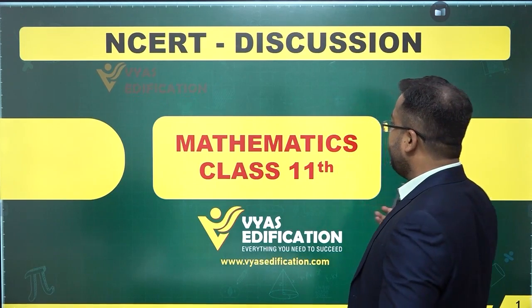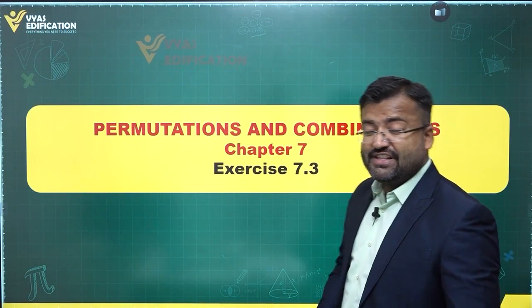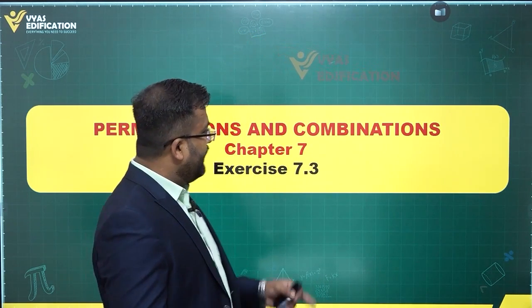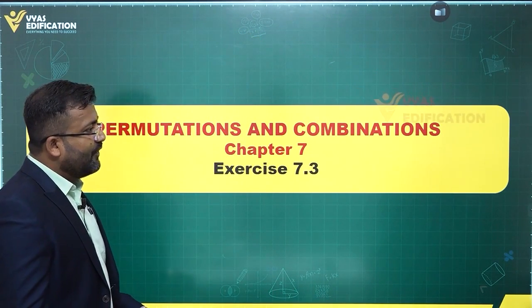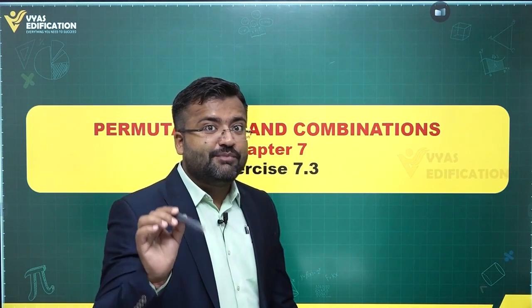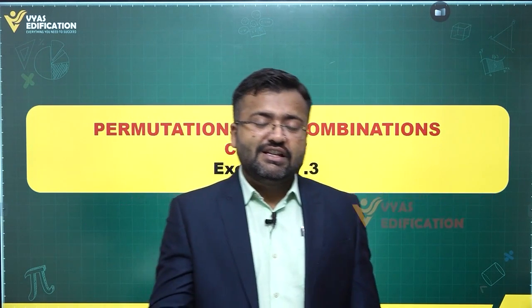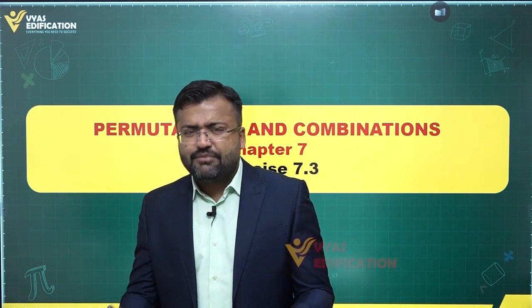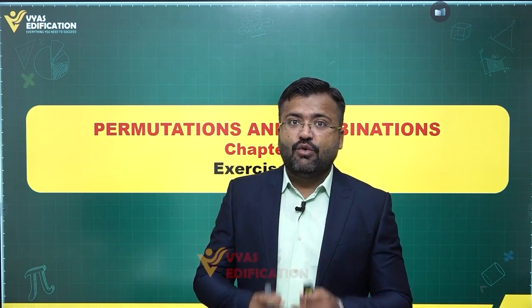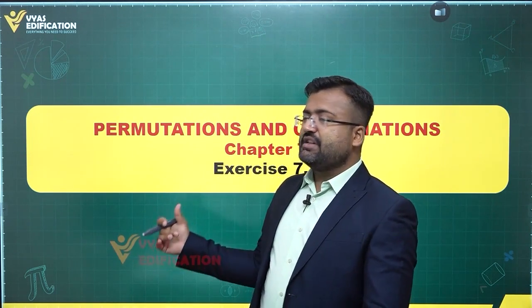It is time to continue further with NCERT class 11th, and yes, we were seeing the chapter Permutations and Combinations, the lovely chapter, and it is time to move on to exercise number 7.3 over here. This exercise, mind you, is based on permutations, that is permutation of different objects, alike objects, and all of those things will come over here in this exercise number 7.3.